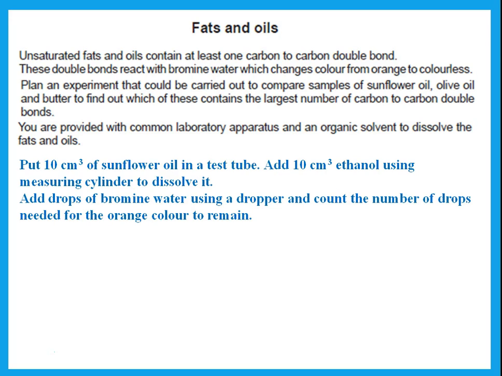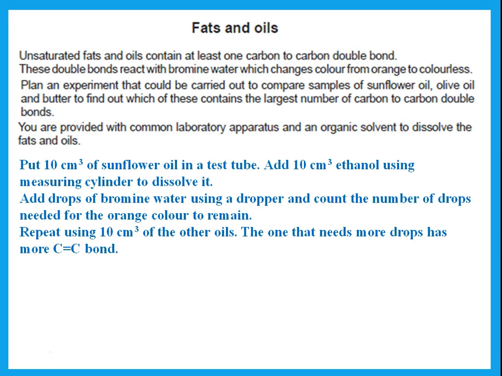And then I start adding drop by drop using a dropper, and I count the number of drops needed for the orange color to remain. Do you understand that? So I add a drop of bromine, it will react and it becomes colorless. I add some more, it reacts and becomes colorless. So it's as if we're doing a mini titration. The first drop that remains as an orange color, then I stop and I count the number of drops, and I repeat using the same amount of the other oils. The one that needs more drops is the one that has more double bonds. Were you able to think of that?